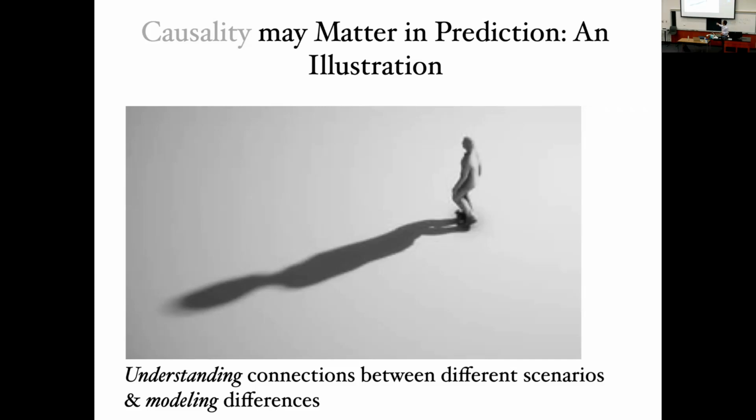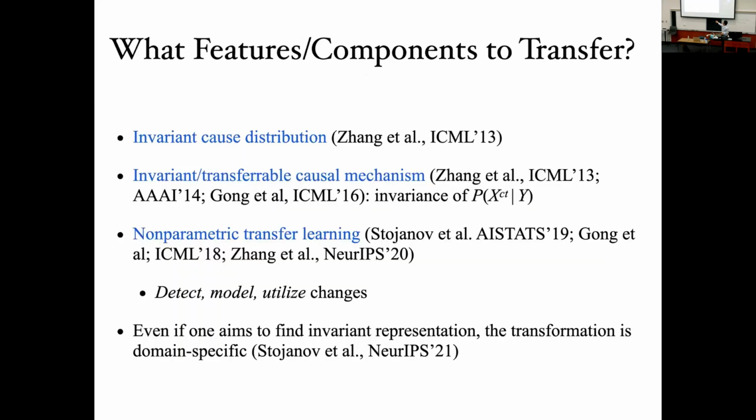Good, then what can we transfer? Here you can see a summary of previous work. We know in many cases we have invariant causal mechanism, like the mechanism from disease to symptoms is kind of invariant. You can make use of such a thing for transfer learning. You can use invariant or transferable causal mechanism. You allow changes, but the changes follow some properties. You have an invariant mechanism here. You have non-parametric transfer learning. Essentially, even if everything is non-parametric, you want to discover some low-dimensional property of the changes, and then you can still do transfer. The idea is to detect, model, and utilize the changes.